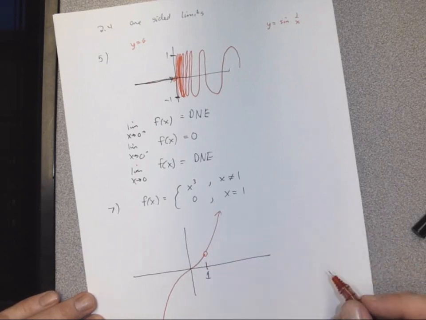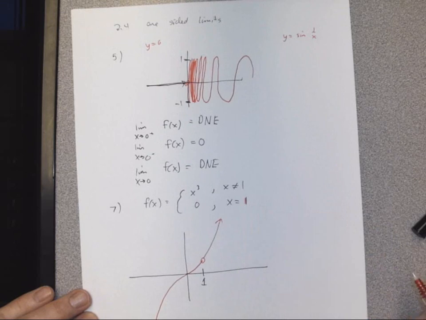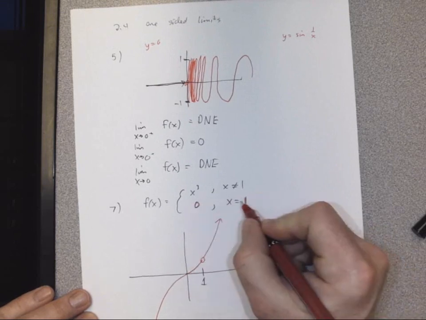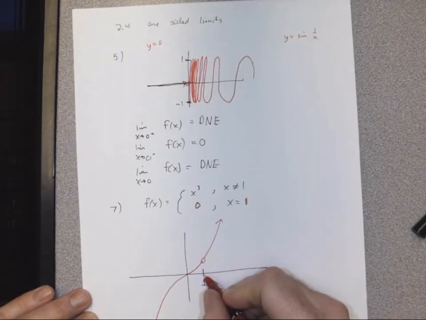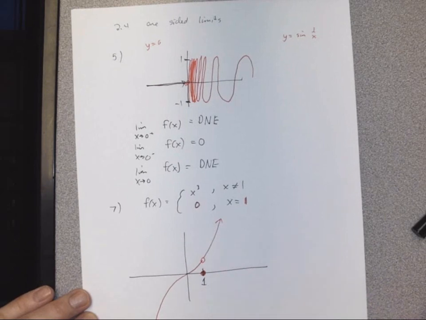What's the y value at 1, though? What's the y value at 1? Yeah, the y value is 0. So this is the point 1 comma 0, x comma y. Does that make sense? Okay, let's talk about the limits.